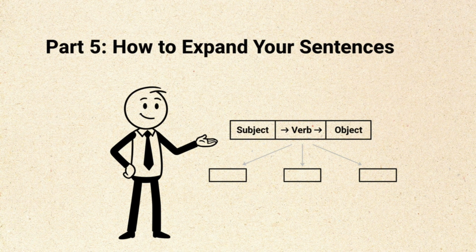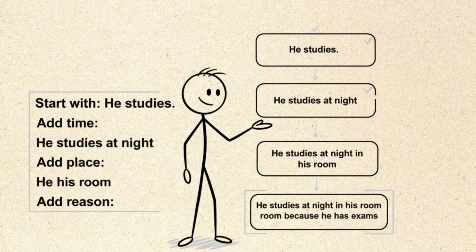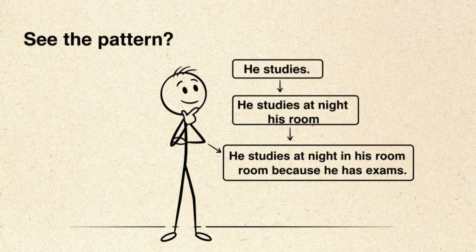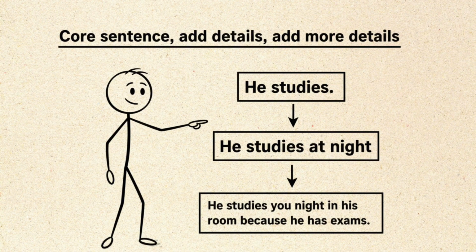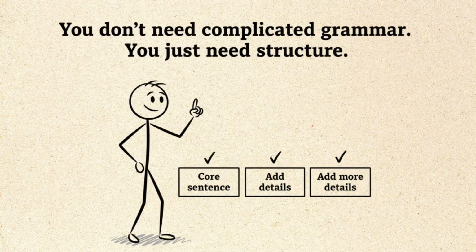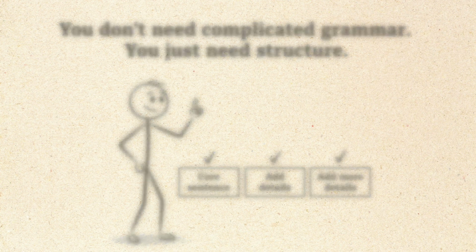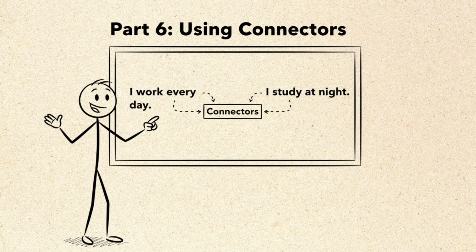Now let's grow sentences naturally. Start with, he studies. Add time. He studies at night. Add place. He studies at night in his room. Add reason. He studies at night in his room because he has exams. See the pattern? English sentences expand like building blocks. Core sentence, add details, add more details. You don't need complicated grammar. You just need structure. Part 6, using connectors.